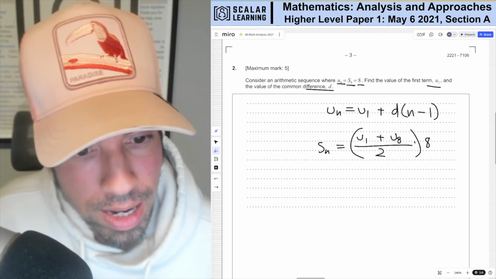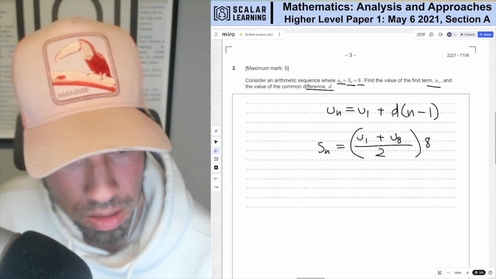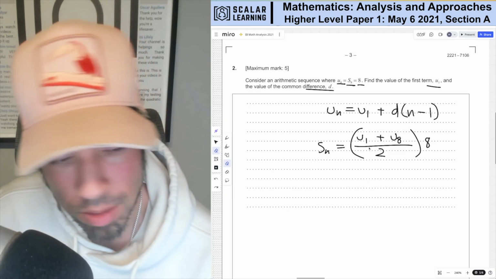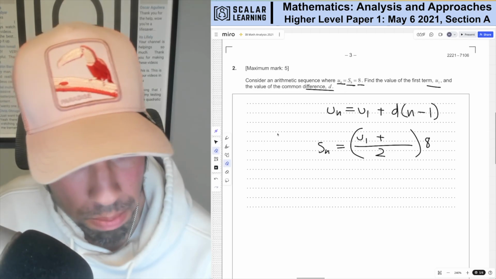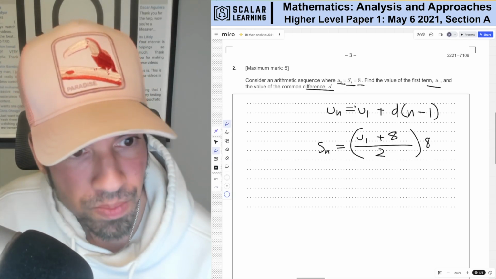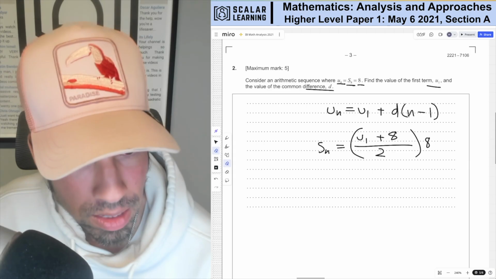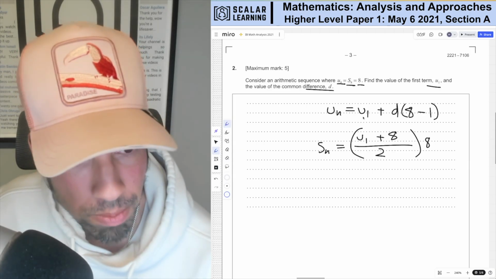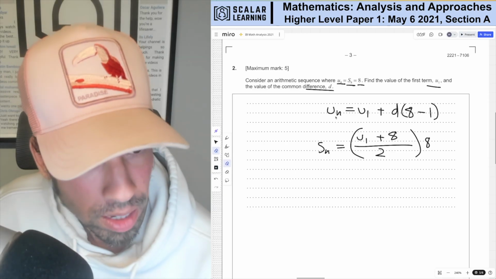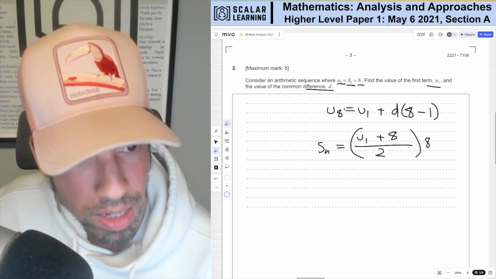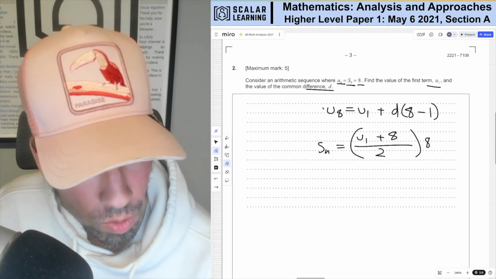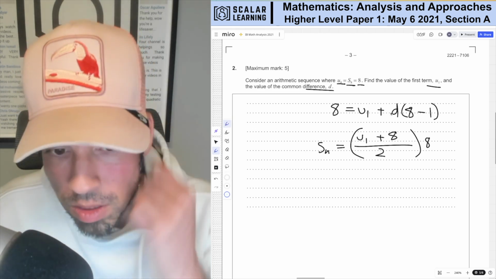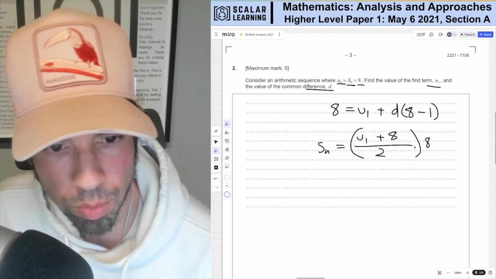So I imagine now we can use all of this to figure out what u1 and d are. Right off the bat, we've got a little system of equations here. I know the 8th term, so I can plug in 8 here. And I know that n is 8 as well, so we can say 8 here. If I'm doing the 8th term, I can actually say this is u sub 8. But I know what u sub 8 is. It is 8. Okay, so we can do a little plug and chug here, and now we've got this really nice system, and we can start to solve.